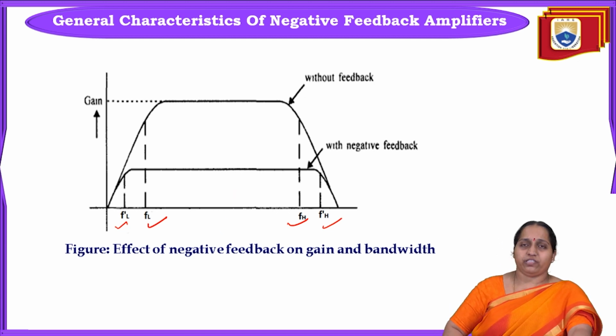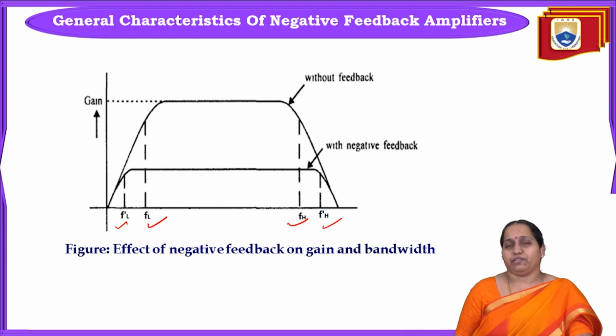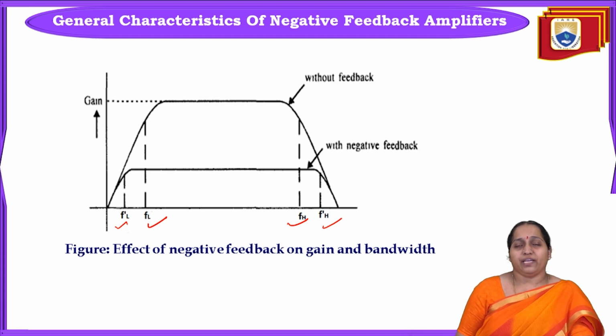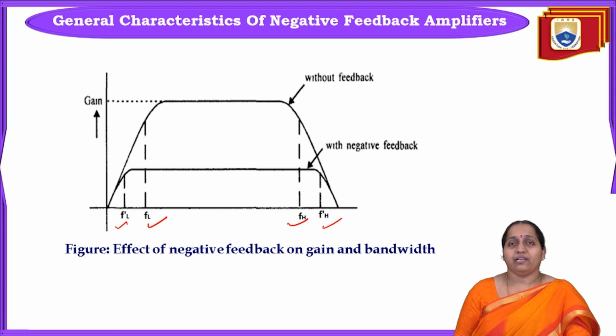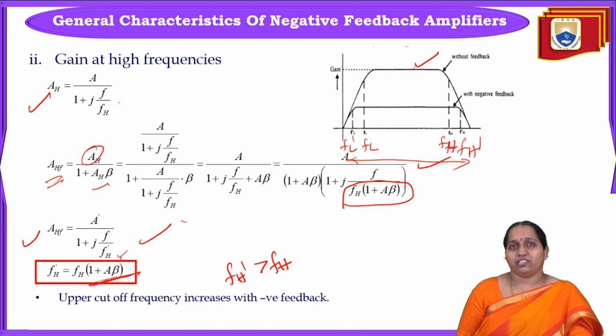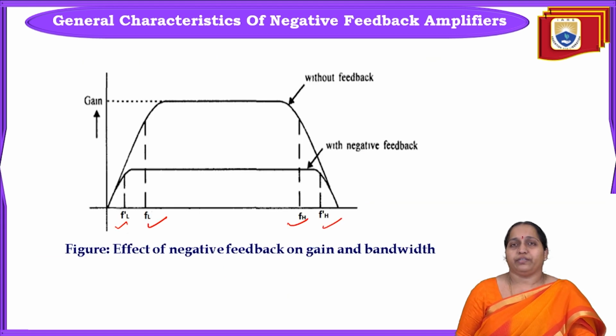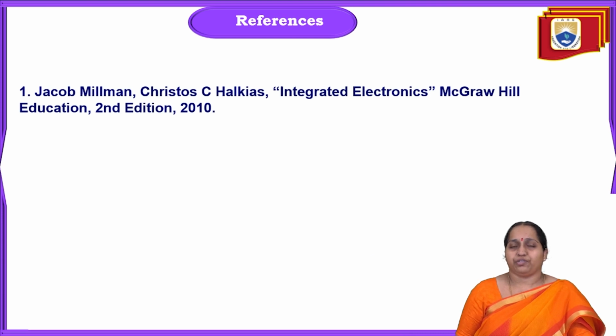Okay. So these are the various characteristics of negative feedback amplifiers. So what are those? First thing was stability of gain. Then next one was decreased distortion. Then decreased noise. Finally, high input impedance, low output resistance, and at the end we have seen the increase in bandwidth. Bandwidth has increased by using negative feedback. So these are all the various characteristics of negative feedback amplifiers. Right. This is a reference that I have used: Integrated Electronics by Jacob Millman.